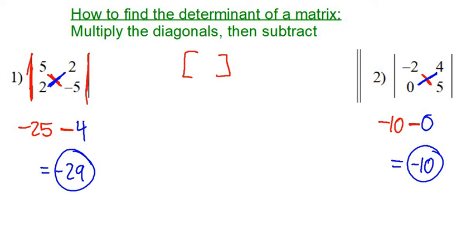Multiply the two diagonals and subtract them. In the next video, we'll learn a method for solving systems that involves finding determinants. So we'll see you there.